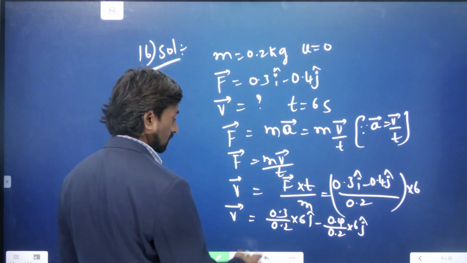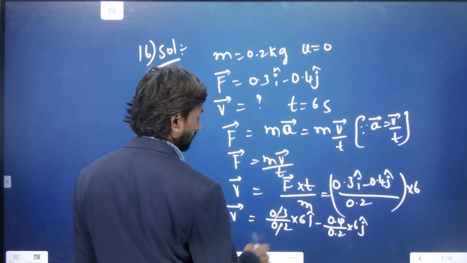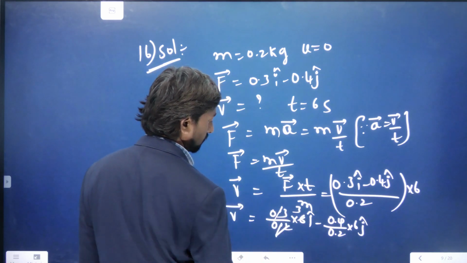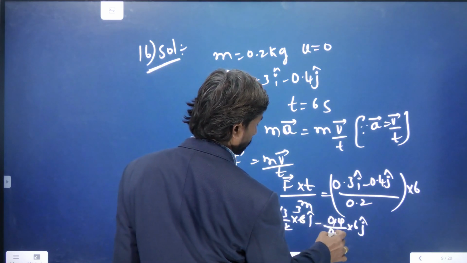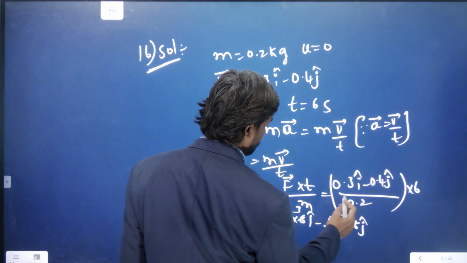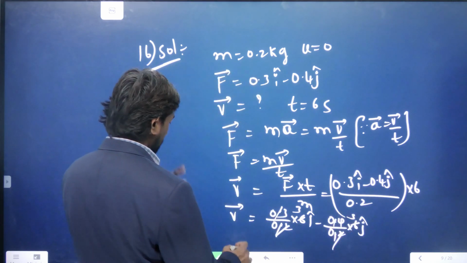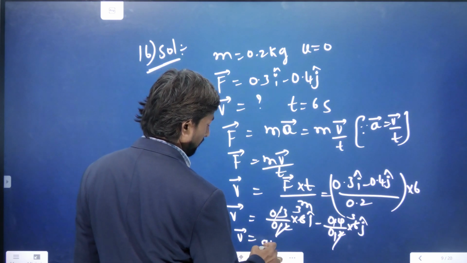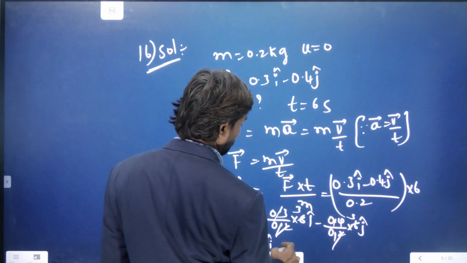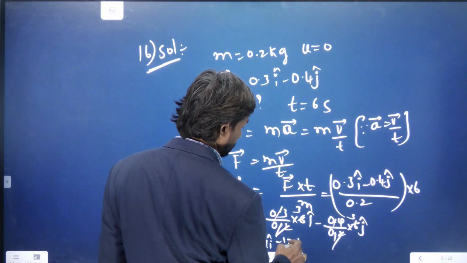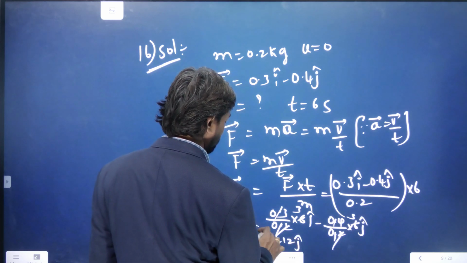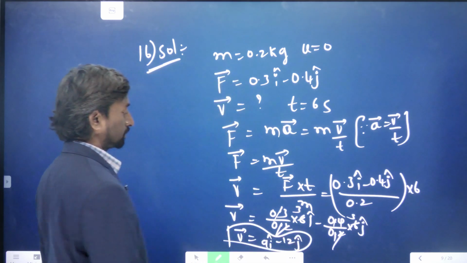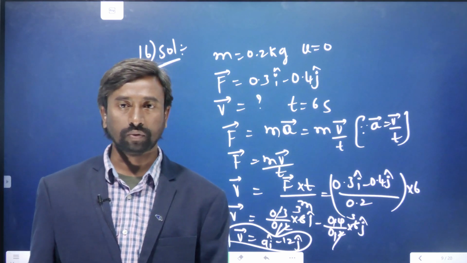The point and point will be cancelled here, and 3 will remain. Again the point and point cancel, and 3 remains. 2 threes are 6. Then how much do we get? v bar is equal to 9 i cap minus 12 j cap. So this is the velocity vector: 9 i cap minus 12 j cap.